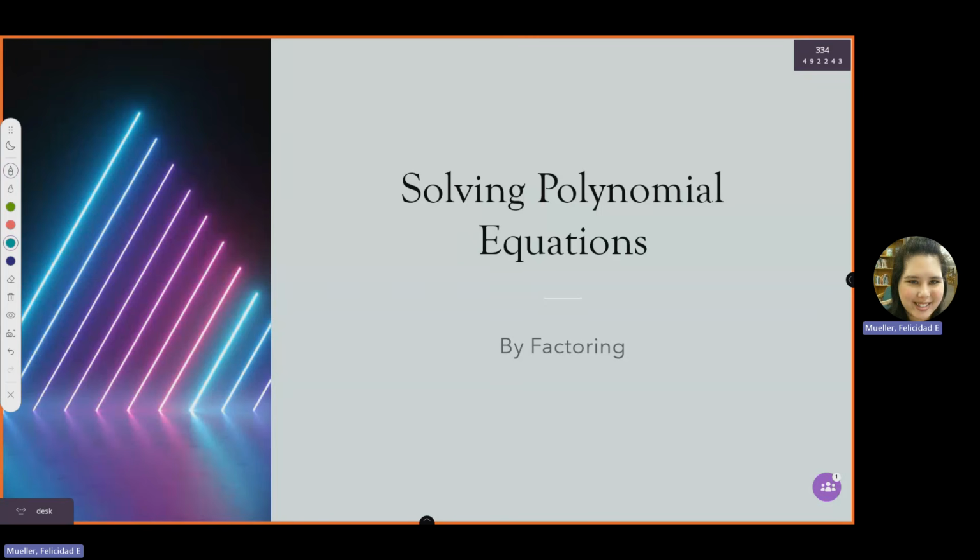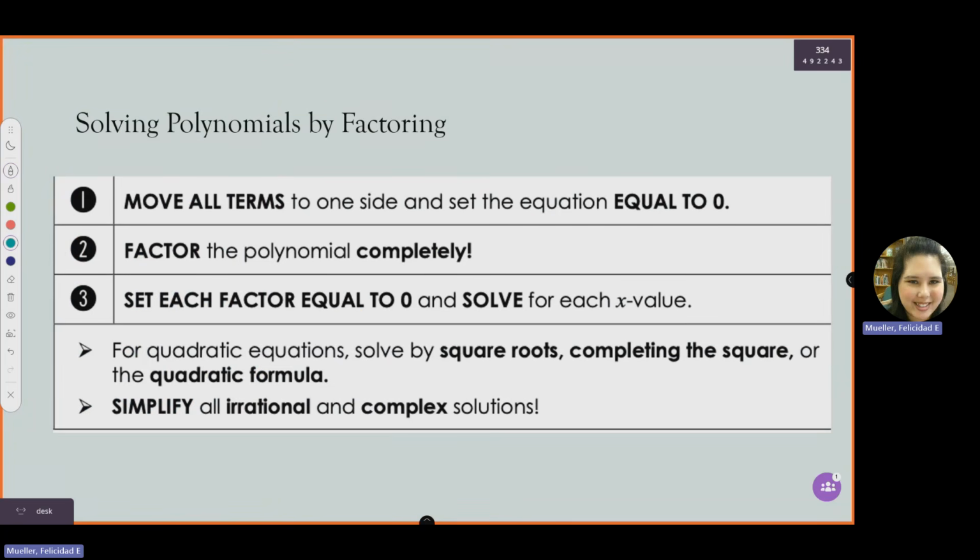Hey everyone, so we're going to take a look at solving polynomial equations by factoring specifically. So this is a continuation of the last lesson that we did. Solving polynomials by factoring, we're going to move all terms to one side and set the equation equal to 0. Factor the polynomial completely, set each factor equal to 0, and solve for each x value. For quadratic equations solved by square roots, completing the square, or the quadratic formula, simplify all irrational and complex solutions. So there's various answers that we're going to get with this.